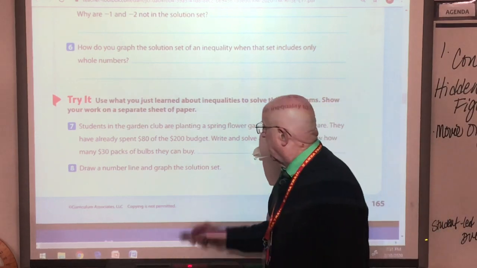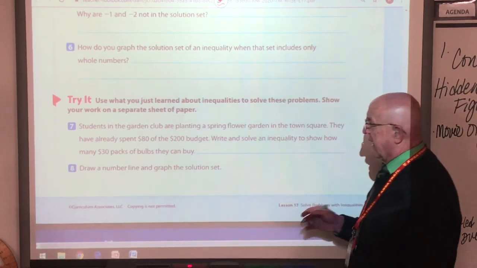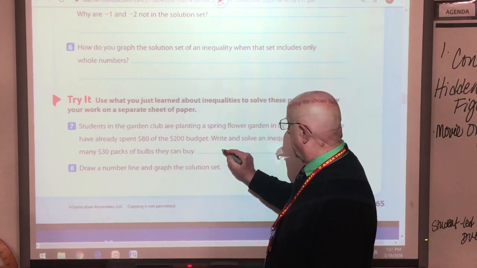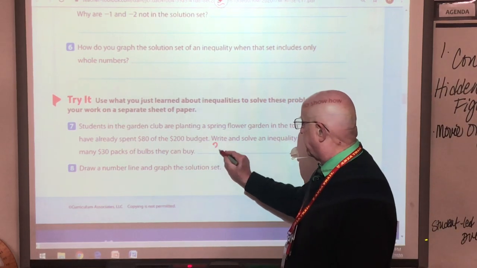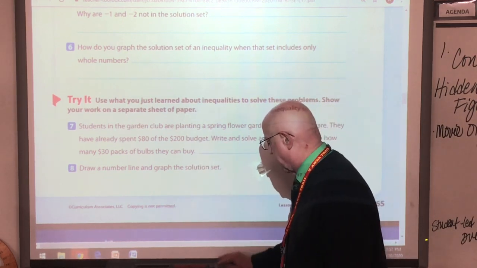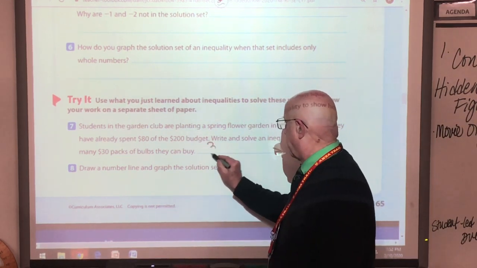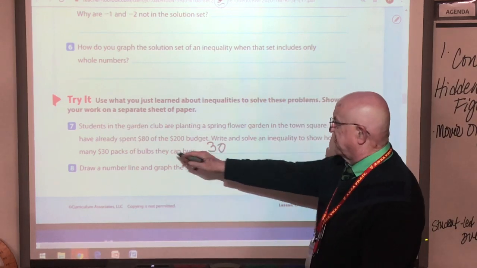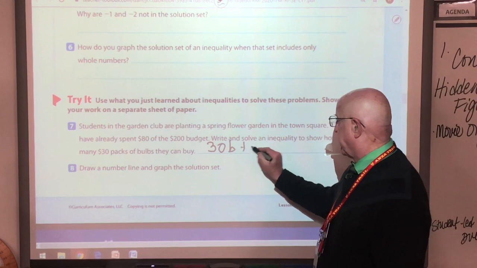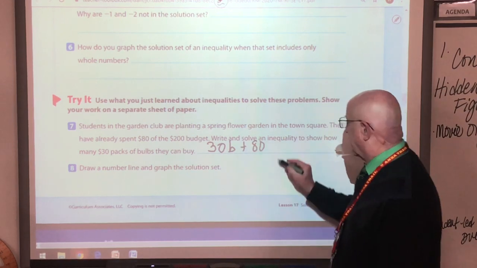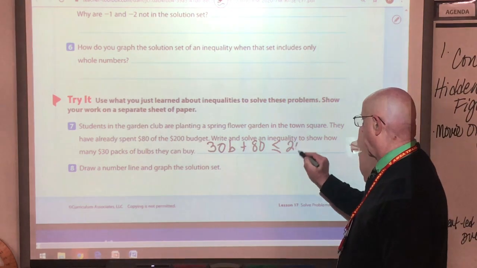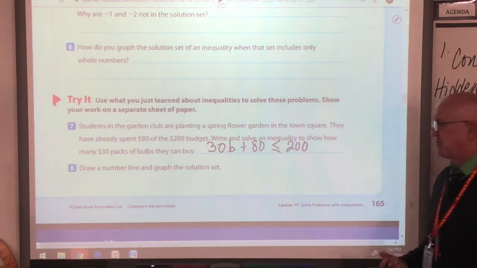So they've already spent $80, right? So whatever they spend for the bulbs is $30. Well, I don't want to use red because it's hard to see on the camera. $30 times the pack of bulbs, so let's put that B, right? Plus 80 has to be less than or equal to 200, right? Now it says solve that.